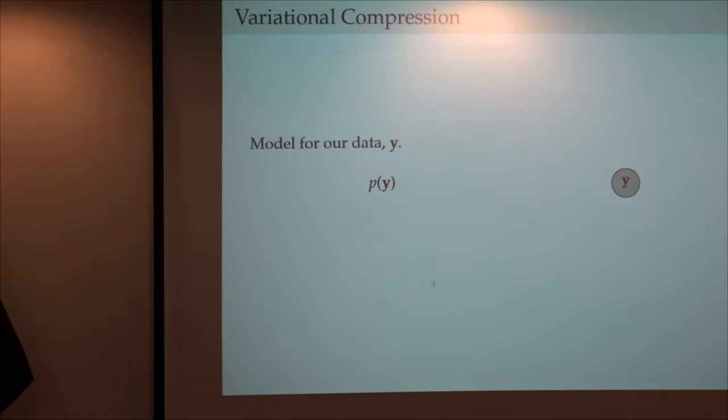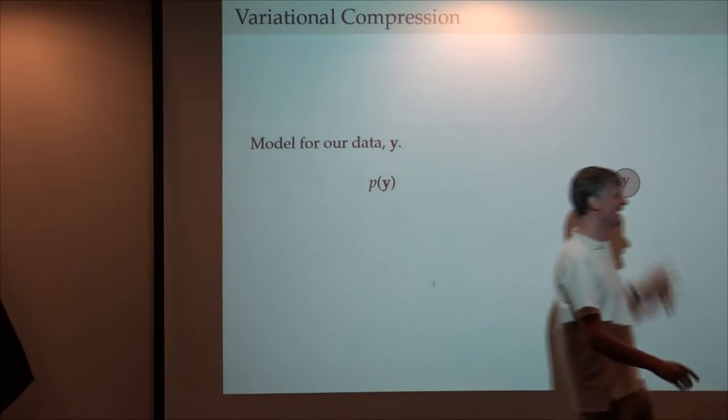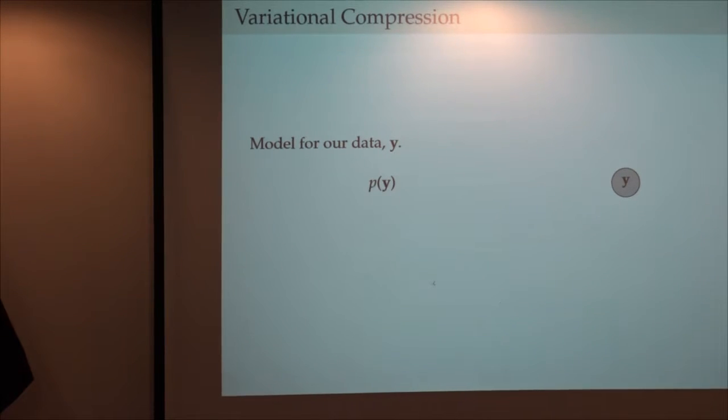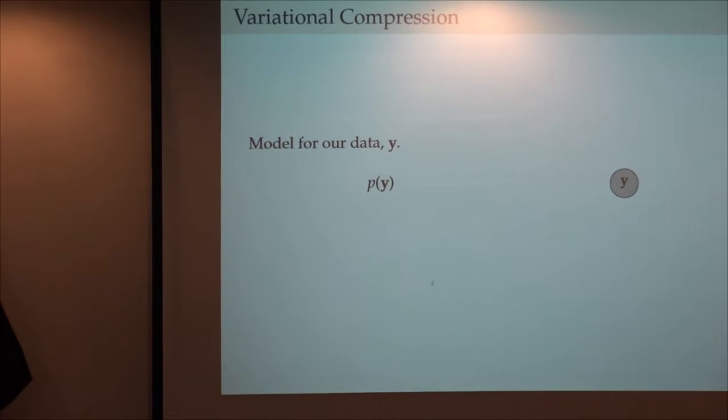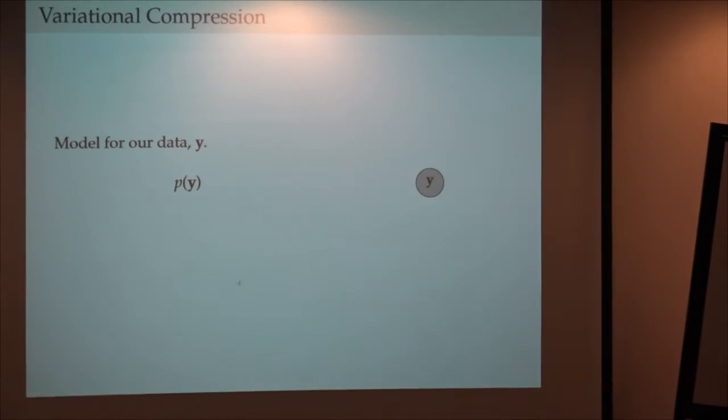We talked about graphical models already. That's my favorite graphical model. There we go. This is my favorite one. It says that we have data, and somehow it's related to itself by a probability distribution, which is true.